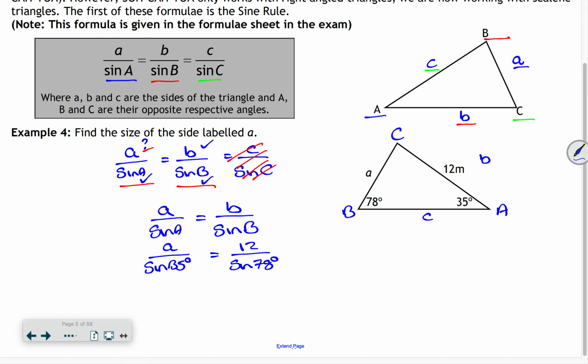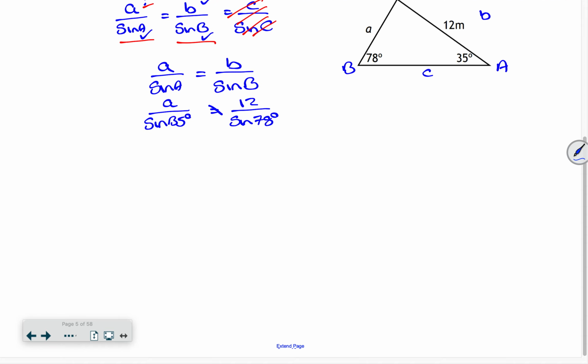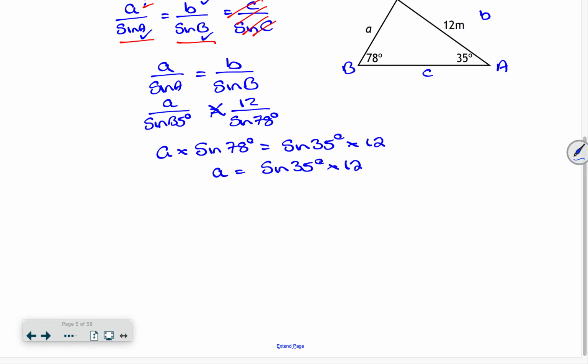Okay? Then to get side A, all we do is just cross multiply. So I'll say here that A times sine 78 is equal to sine 35 multiplied by 12. So A is going to be sine 35 multiplied by 12 over sine 78.